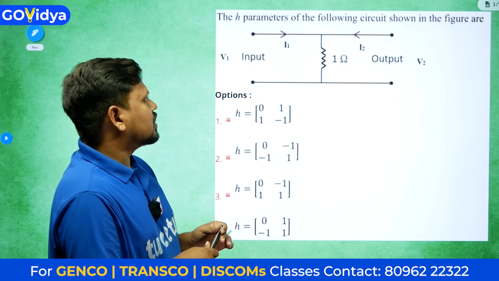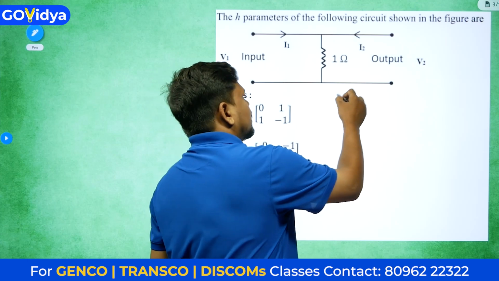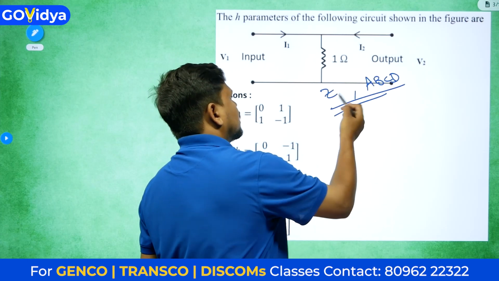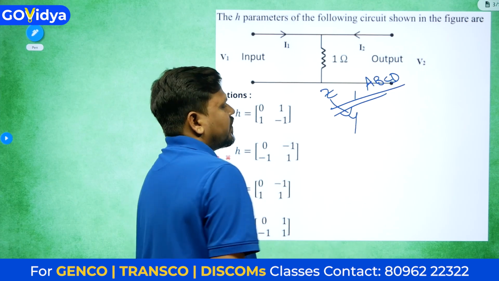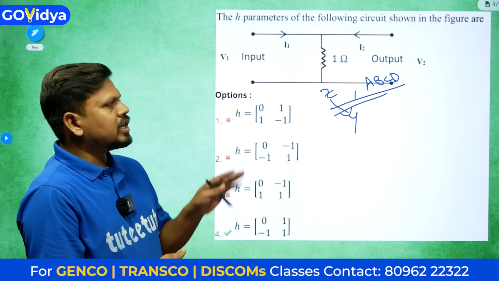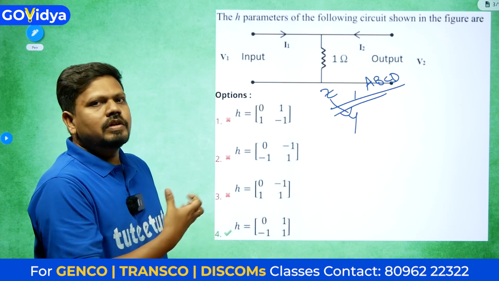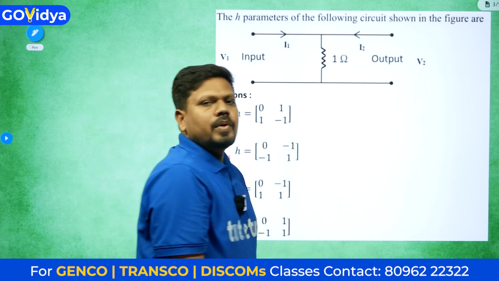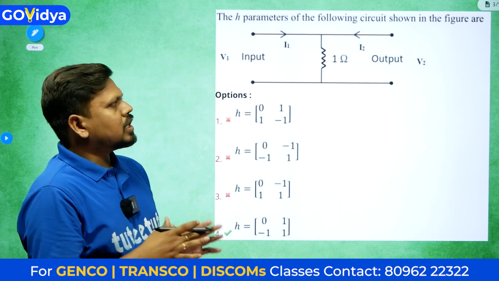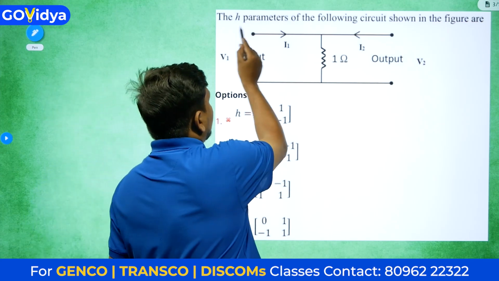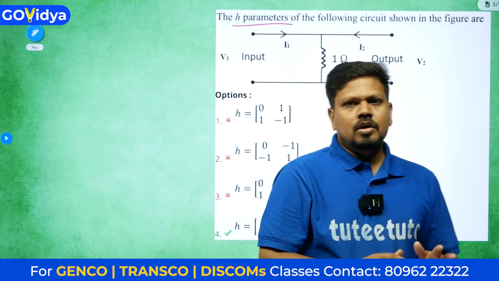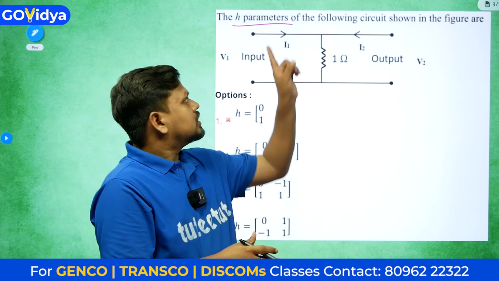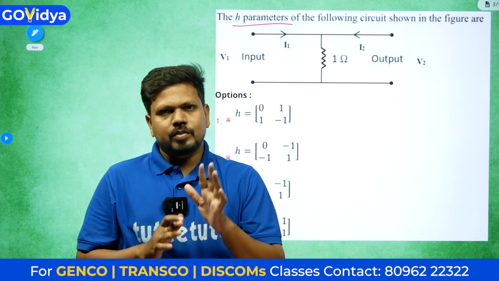Understand one thing: to get Z or ABCD parameters for this network, after getting Z, Y also we can find out. Many will get confused immediately whenever they see this network. We will go towards the Z parameters or ABCD parameters or some other parameters. But remember what they are asking about: H parameters. So forget about what network it is. Whenever they are asking about some parameters, write that parameter's equations.